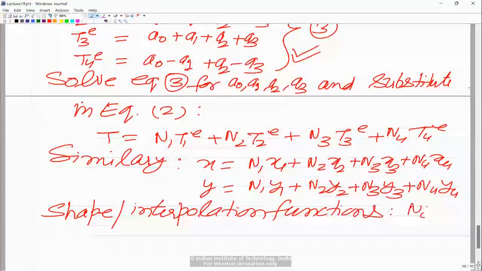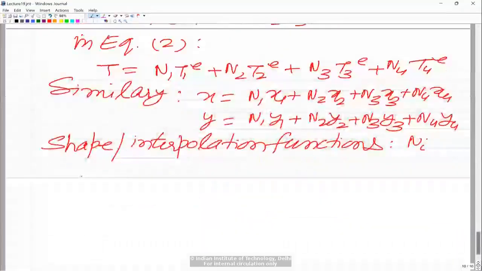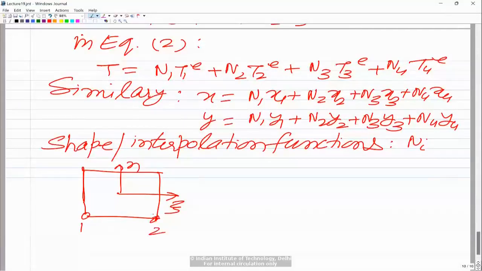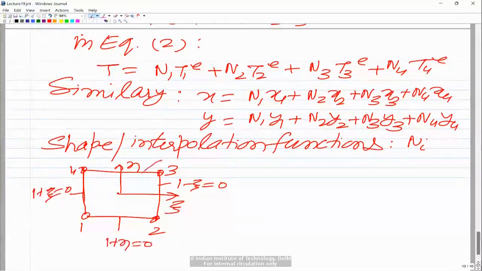So again if you look at the element, this is a square in the natural coordinate space, xi and eta. This is node 1, this is node 2, this is node 3, this is node 4. And you would see the equation of this line is basically xi equal to 1. So you can write 1 minus xi equal to 0. The equation of this line is xi equal to minus 1. So you can say 1 plus xi equal to 0. Equation of this line would be eta equal to minus 1. So 1 plus eta equal to 0. Equation of this line, eta equal to 1. So you can write 1 minus eta equal to 0.